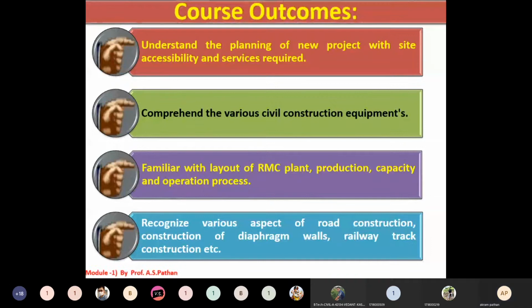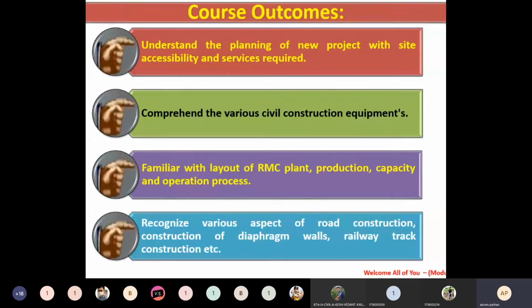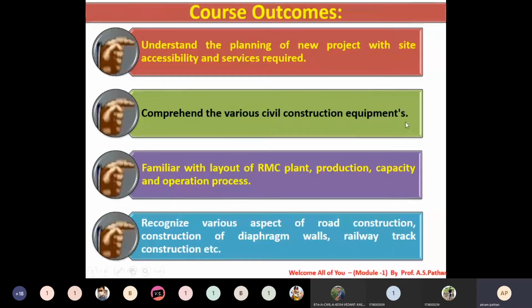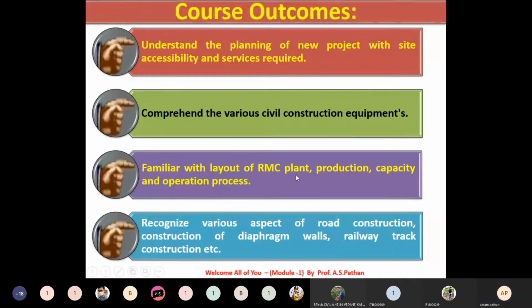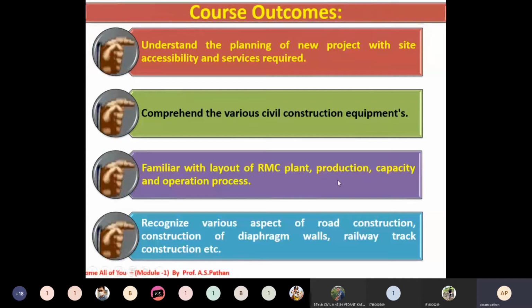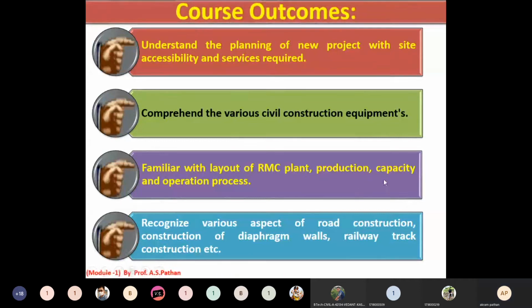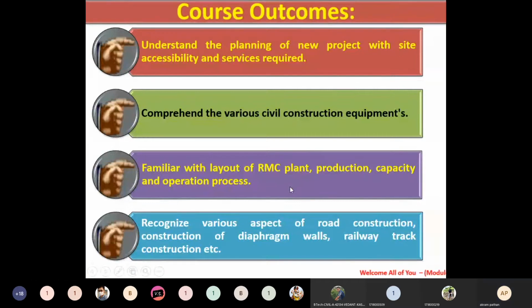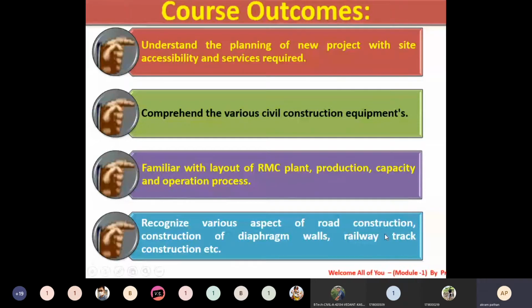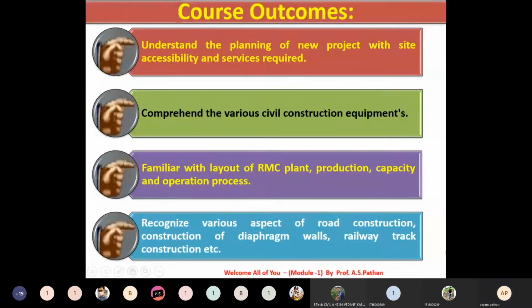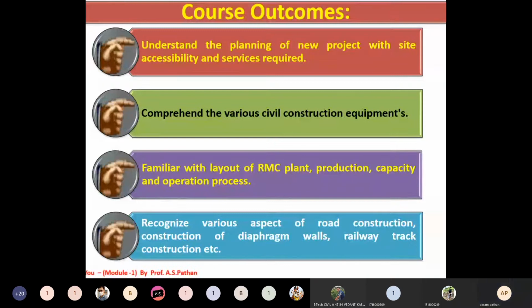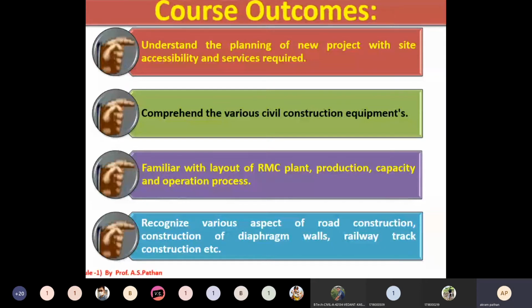Understand the planning of a project with site accessibility and services required, various civil construction equipment, the RMC plant (ready mix concrete plant), its capacity and operation process, various aspects of road construction, construction of diaphragm wall, rail construction, etc. After completing this course, you will be able to do these things, right?